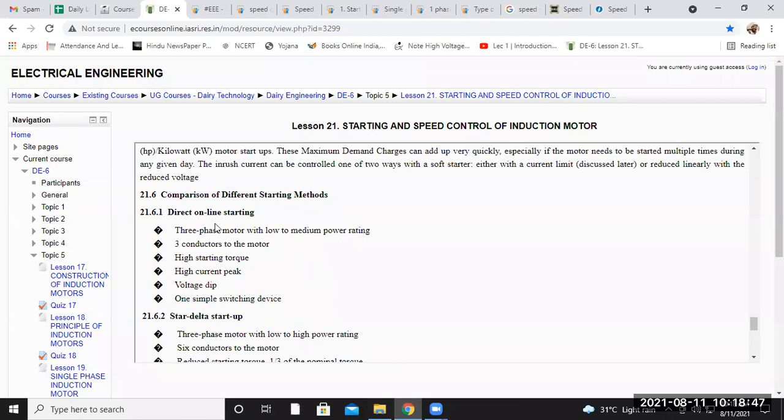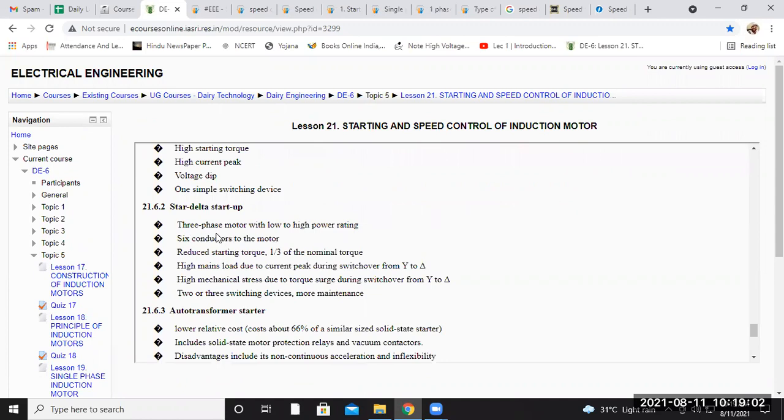That's why normally we use a direct online starting method at home to start the induction machine. An induction machine of less than 5 horsepower will use the direct online starting method. These are the 6 points related to the direct online starting method.